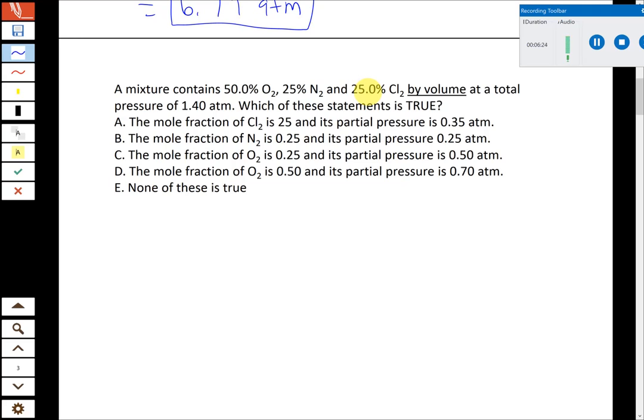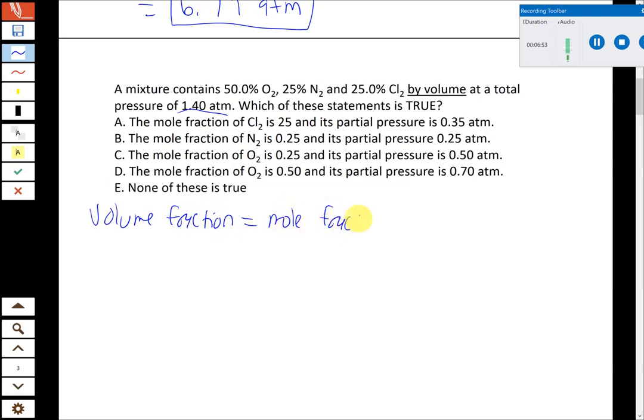And we have the total pressure given as 1.4 atmospheres. We want to know which of the following statements is true. Basically the statements deal with the mole fraction of each gas and the partial pressure. So the relevant relationships we need here are, first of all, if you have a volume fraction of an ideal gas, that's going to be the same as the mole fraction.